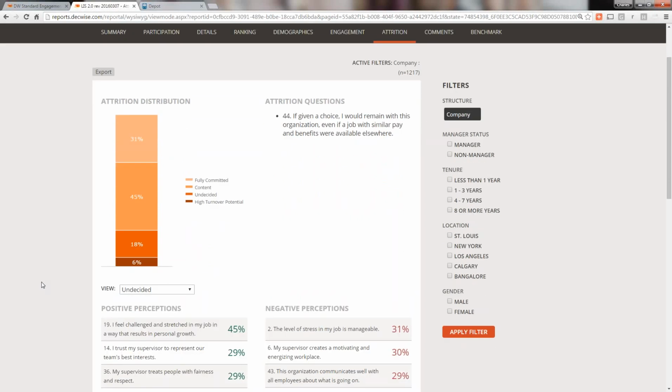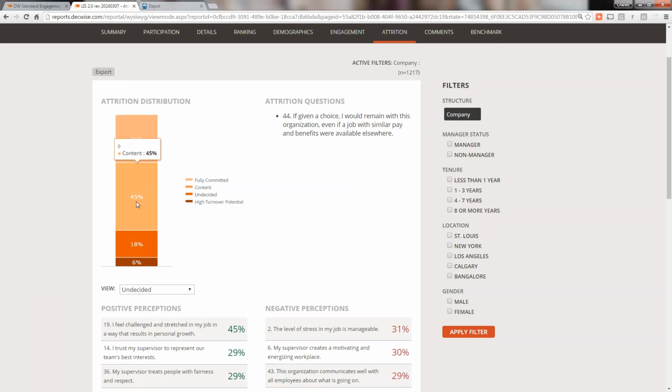The same thing with attrition. So again, most organizations are measuring engagement and trying to improve engagement to improve attrition. And one best practice in terms of how you analyze and really focus on attrition is to use an attrition question like we're using here. If given a choice, I'd remain with this organization. And you can see we've broken it out the same way that we've done with the engagement index into 4 different groups. And we're looking at, again, this undecided group, 18%.